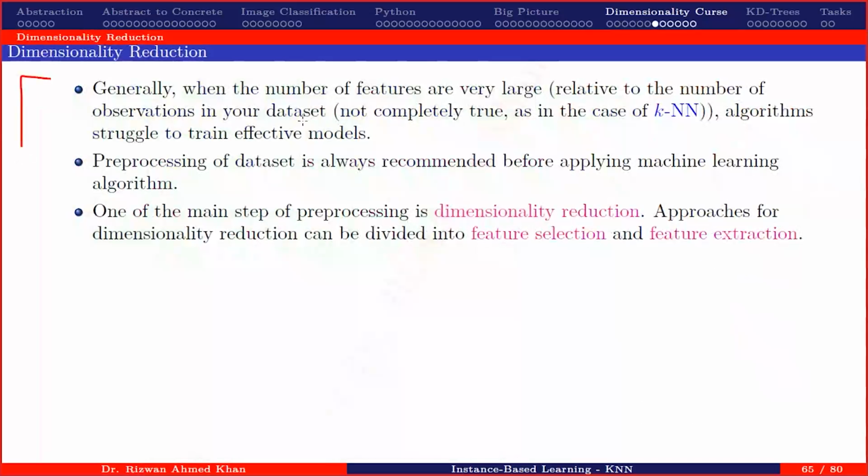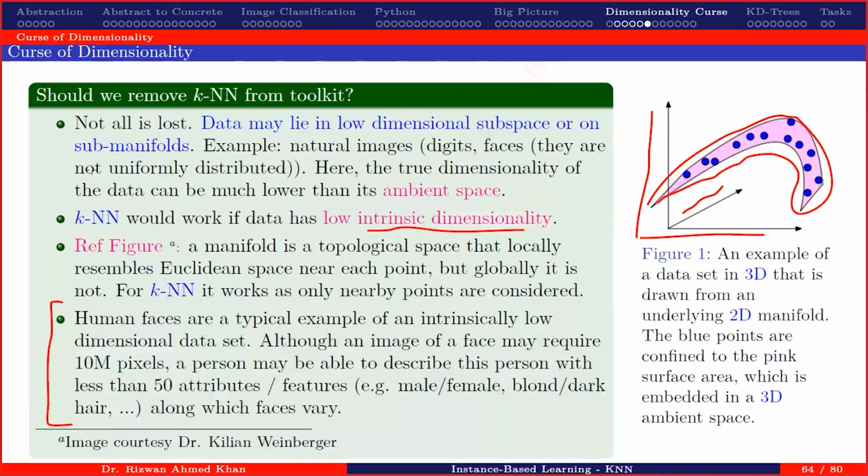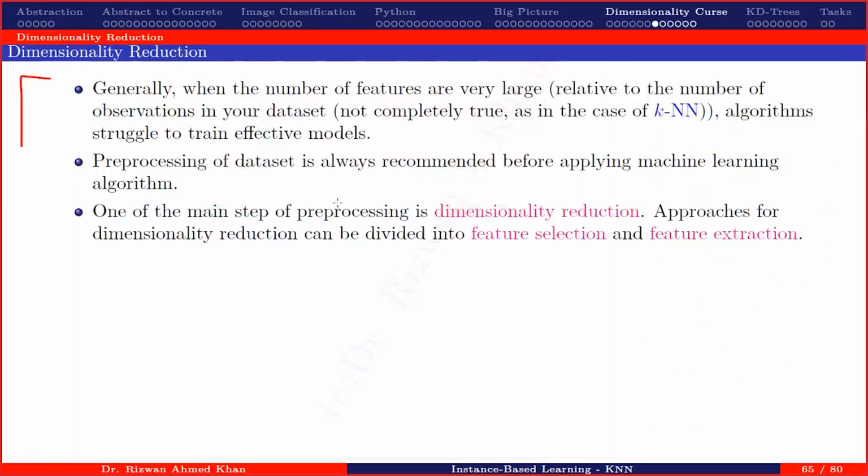Okay, we are into dimensionality reduction now. Generally, when the number of features is very large, kNN will struggle. So pre-processing data is always recommended. Up till now, we were just talking about dimensionality, intrinsic dimensionality, ambient space. But let's say we have 10-dimensional data and we want to remove some dimensions, right? To know which dimensions we should use.